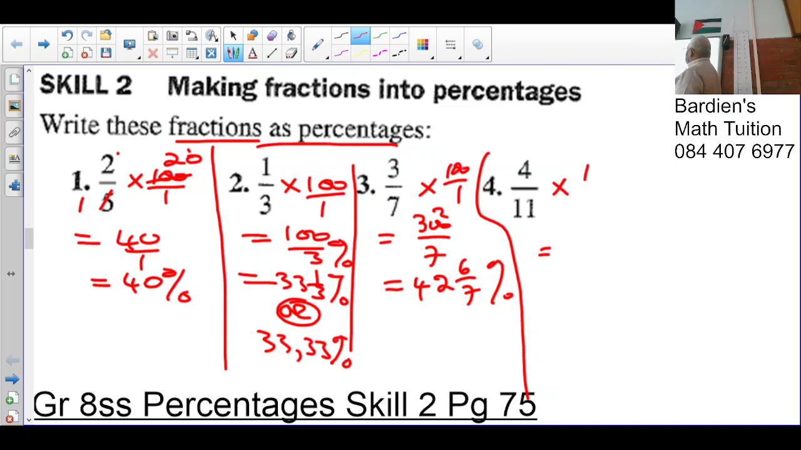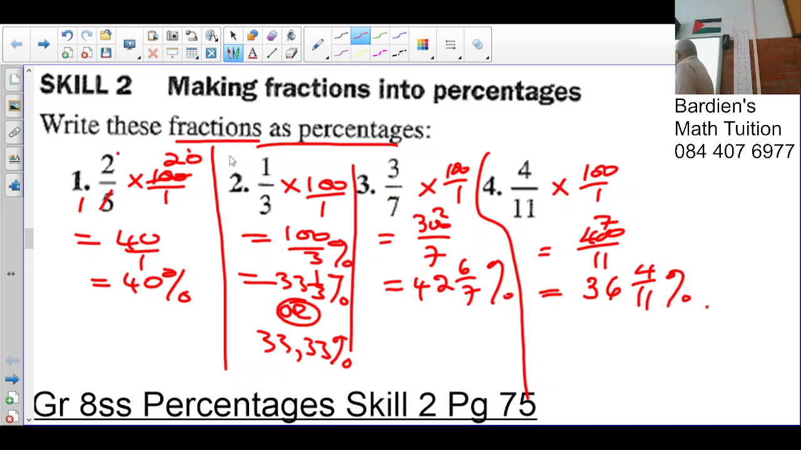So I multiply that again by 100, so it's 100 over 1. So that's going to give you 400 over 11. Change it to mixed form. 11 goes into 40 how many times? 3. And the remaining 7. 11 goes into 74 6 times. The remainder 4 over 11. Okay, so it's 36 and 4 over 11%. If you want, you can convert it to decimal.